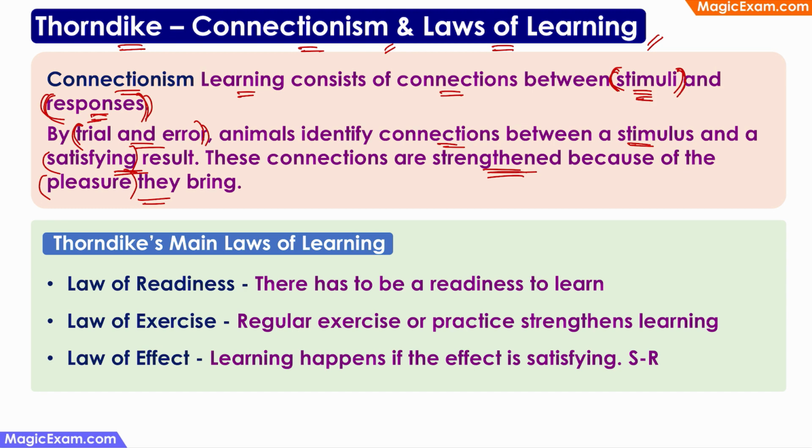Next, let us talk about Thorndike's laws of learning. So these laws can be divided into main laws and subordinate laws. These main laws are very, very simple. The first law is the law of readiness. It says that there has to be a readiness to learn. If the child is not ready to learn, if the child is not motivated, then learning will not happen. So law of readiness is nothing but common sense.